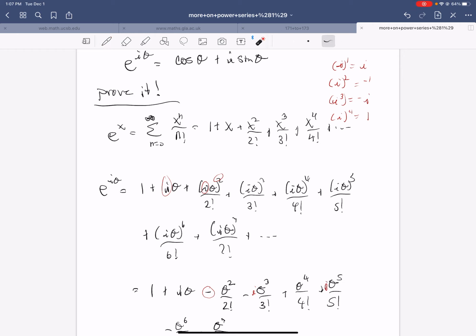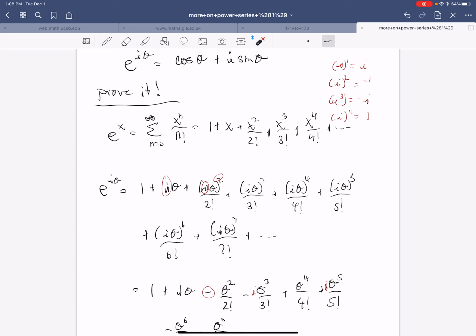I to the fourth is 1, and so since I to the fourth is 1, we'd have a 1 and a theta to the fourth over 4 factorial. And then we have I to the fifth. I to the fifth is just I. That's why I put that I there. And then we would have theta to the fifth over 5 factorial. And that pattern just keeps going.